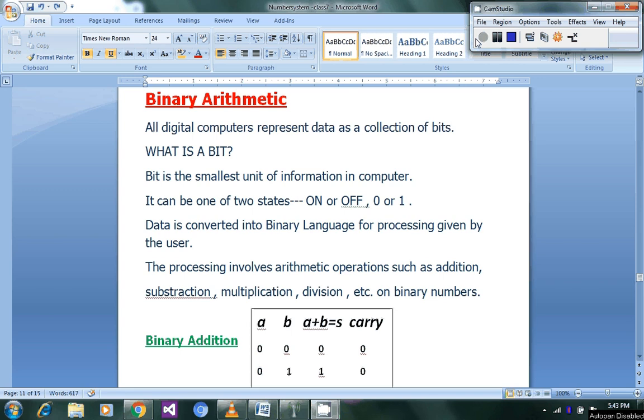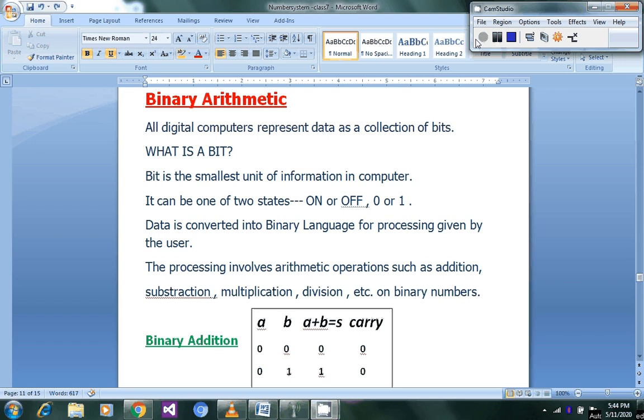So what is a bit? The question here arises, what is a bit? A bit is the smallest unit of information that is collected in the computer. That is, the computer only understands the binary digits, that is 0 and 1.